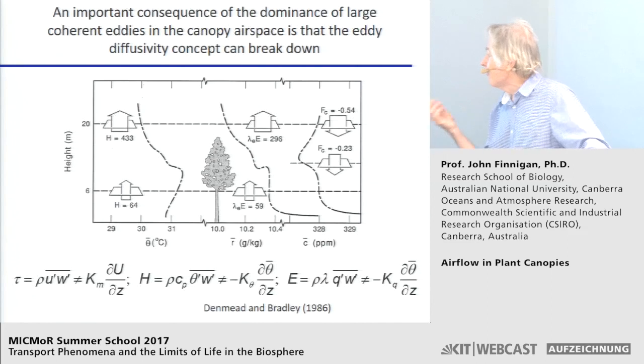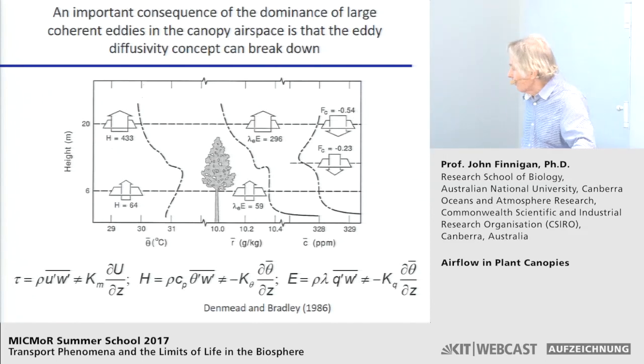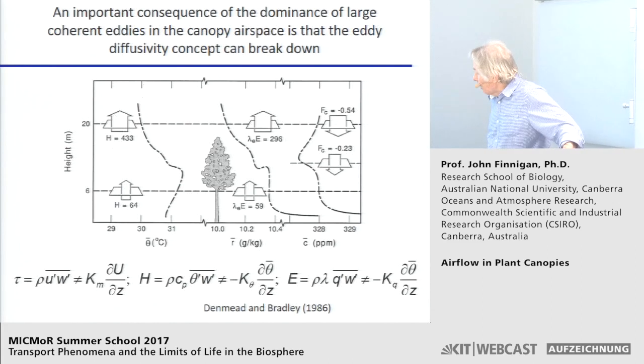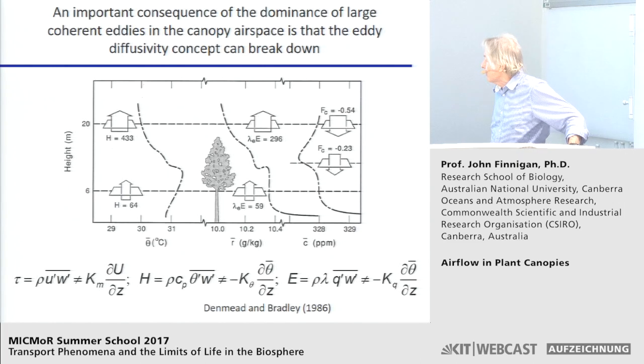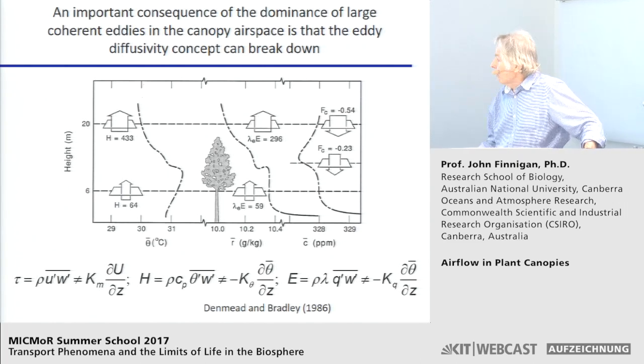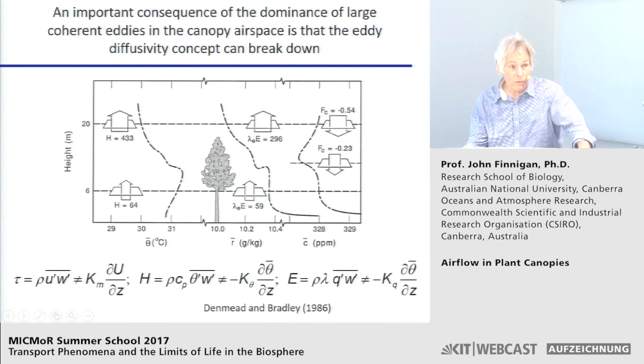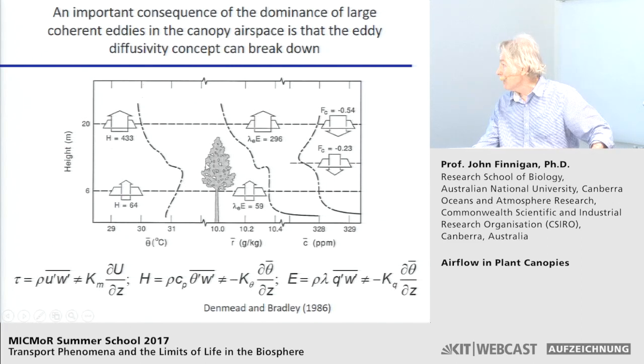So this is a famous picture from an experiment by my colleagues Tom Denmead and Frank Bradley in Uriara Forest at Canberra in 1986. It's a pine plantation about 18 meters high. And what we found is that above the canopy, we have a decrease in temperature. Remember, the peak in temperature is in the crown space where the sun's radiation is mainly absorbed. And we get a decrease in temperature.